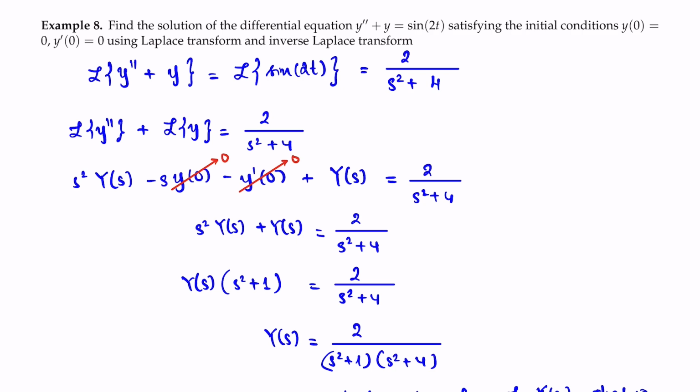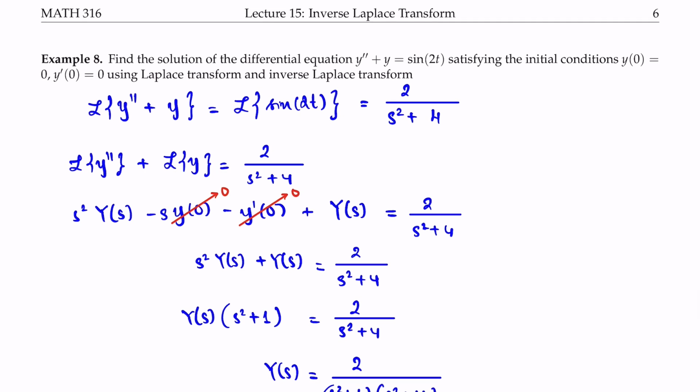Okay, so that's it for me in terms of the inverse Laplace transform, and we're going to move on to the next lecture, where we're going to find the Laplace transform and try to understand the Laplace transform of discontinuous functions and periodic functions.